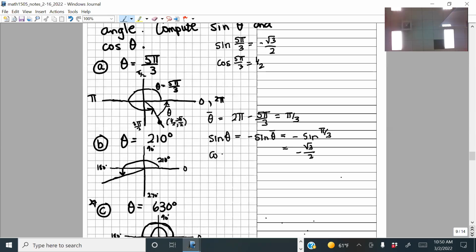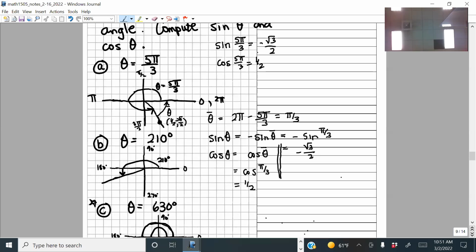What about cosine? Of course, we know that's going to turn out to be 1/2, but we know that the cosine of theta is the same as the cosine of the reference angle, except what might be different? The sign in front. So you have to adjust that. But cosine in the fourth quadrant is positive, right? So you don't have to adjust the sign. And so the cosine of your original angle is the cosine of pi over 3, which is 1/2, which of course we already knew from before.